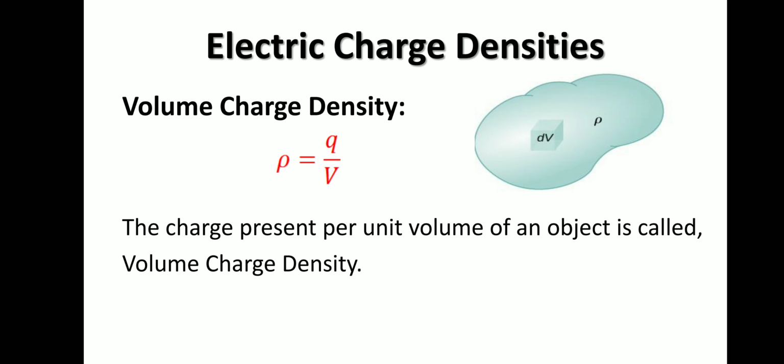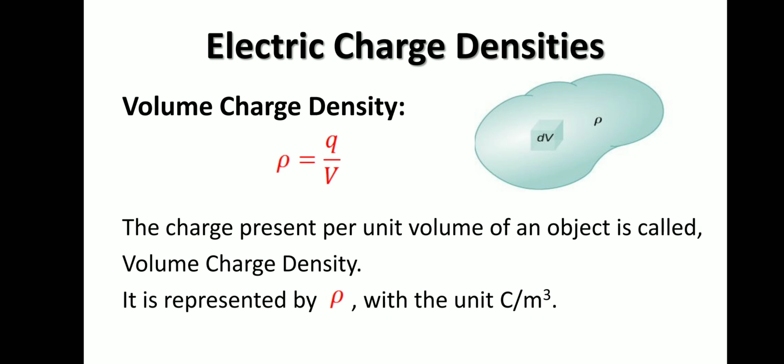In the same way, we can decide the unit of this. Numerator is the charge, the unit will be coulomb. The denominator is the volume, the unit will be meter cube. So the unit will be coulomb per meter cube. So we can write it like it is represented by rho with the unit coulomb per meter cube.